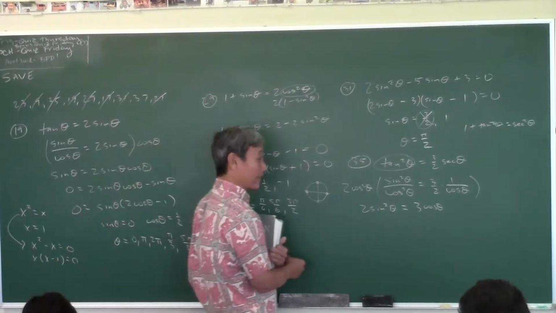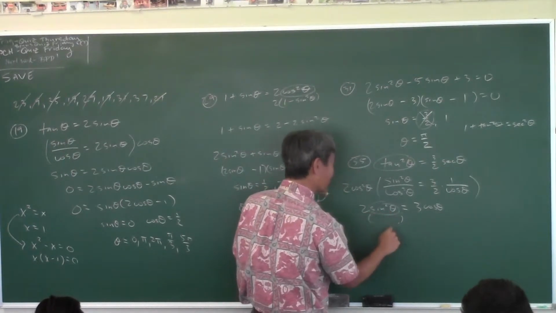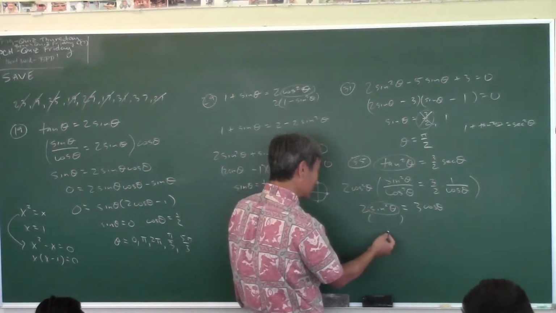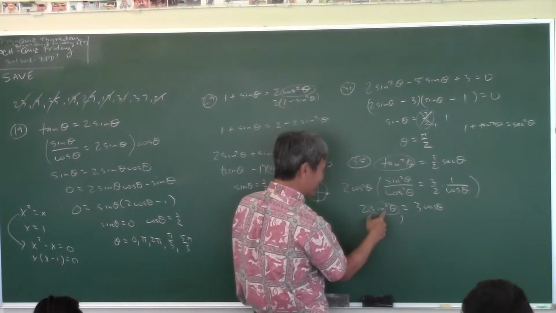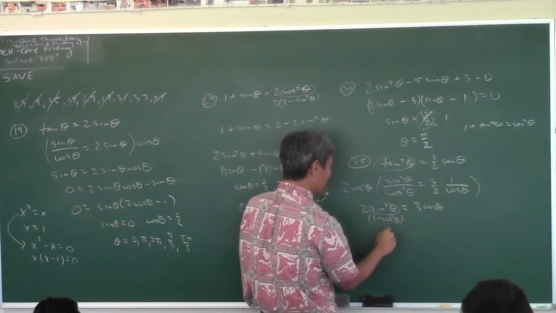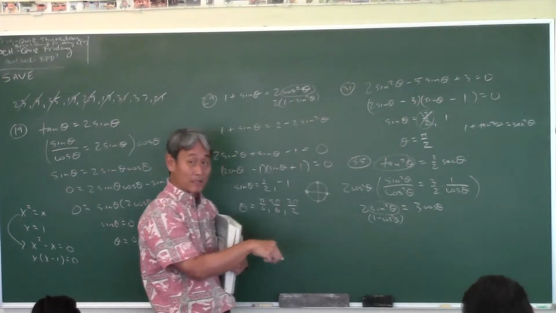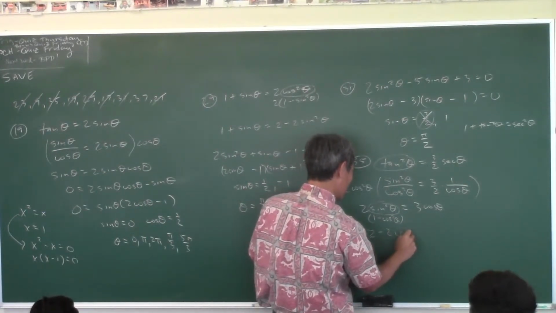And then, if I want to make everything just cosine, I'm gonna change the sine squared, since we did this in a previous problem. What is sine squared? 1 minus cosine squared. See, it's a little bit longer, but at least it's doable, right? Distribute the 2. 2 minus 2 cosine squared theta.